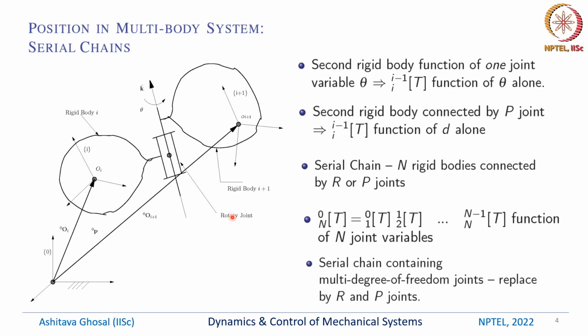So in a serial chain containing multi-degree of freedom joints, for example, if there was a spherical joint, we would have to replace that spherical joint either with 3 rotary joints or some other combination. If it was a cylindric joint, which is normally not used, then we would have an R and a P joint.